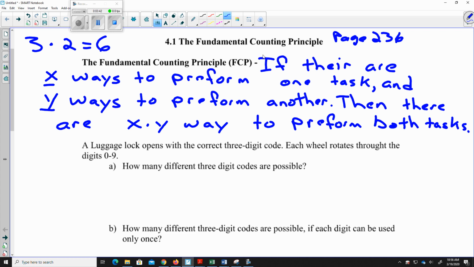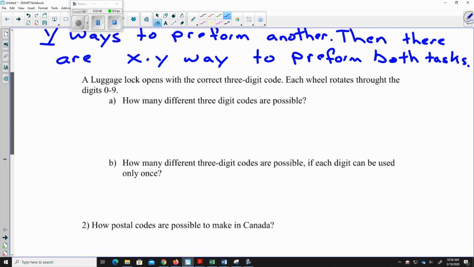Okay? So let's look at a couple of examples here. So a luggage lock opens with the correct 3-digit code. Each wheel rotates through digits 0 to 9. So a luggage lock, it's just like those ones you turn, you get the right code, and you open it up. All right, similar to the ones on briefcases, okay? They have little tumblers.